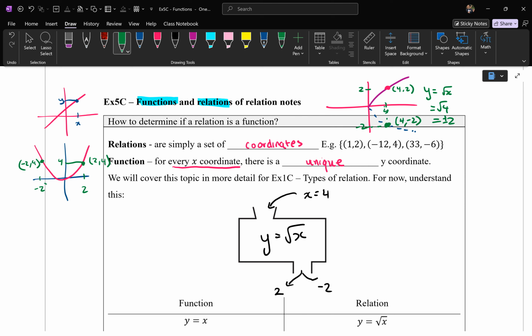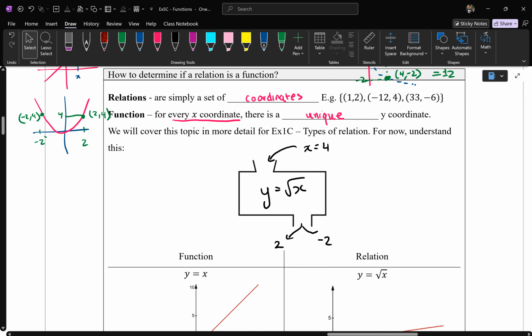So 5C is just saying, do you know what a relation is and what a function is? By definition, a relation is just any number of coordinates. A function is literally when every x has only one y value. And the best way to describe it is I think of a machine. Whatever you put into it, it better only come out one. Should only be one value.